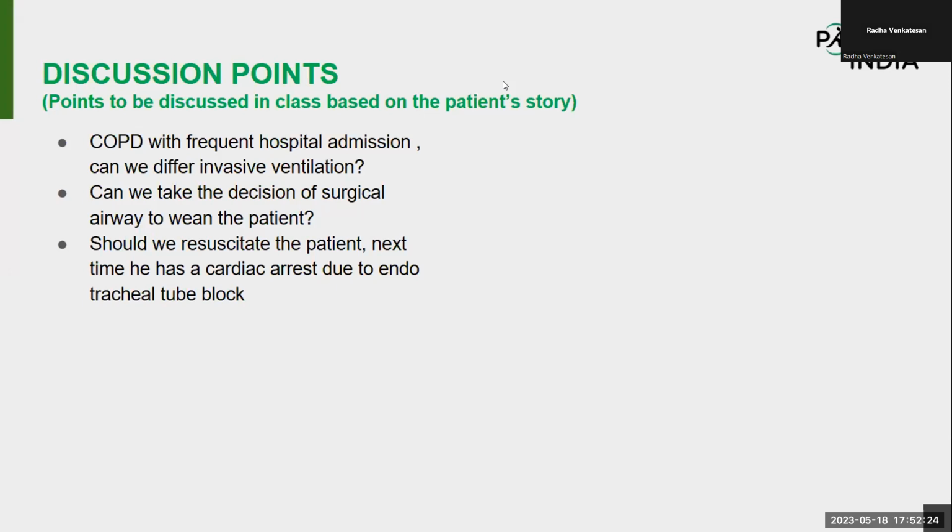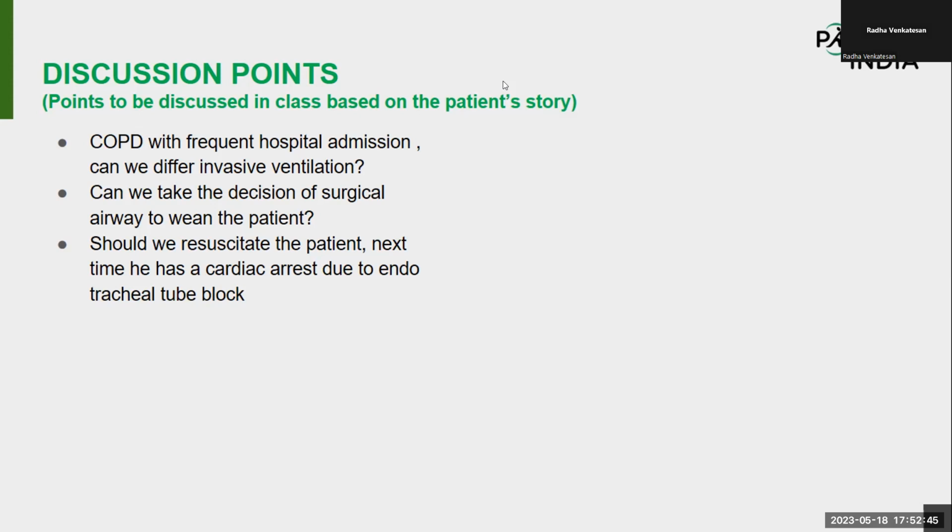The main thing we're looking at here is COPD. How good or how bad is his COPD, and his frequent hospital admissions. We will go through them. He has had 3 in the last 1 year. And can we defer invasive ventilation? That's the question. And then, can we take decisions of surgical airway to wean the patient?